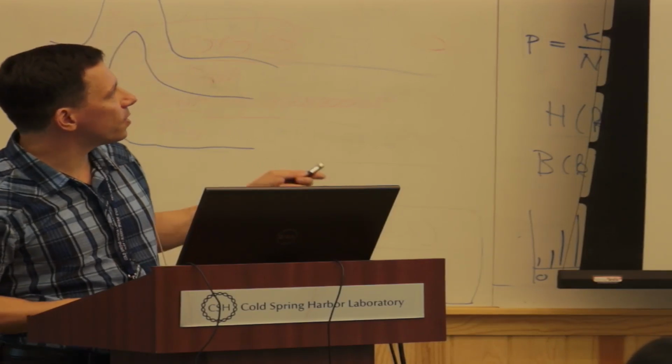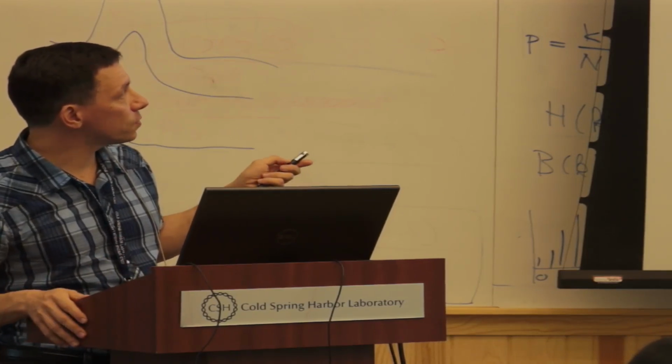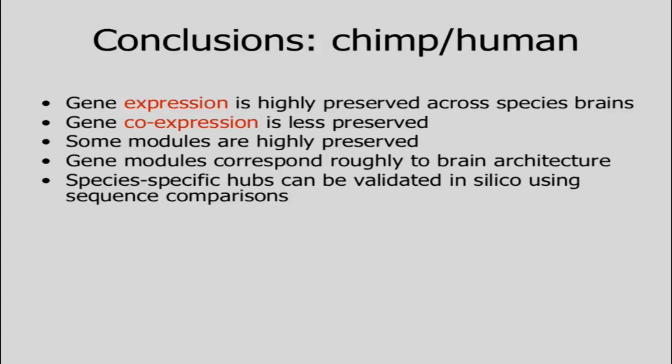So conclusion, we found that gene expression values are highly preserved, but co-expression values are less preserved. And then Mike Oldham looked at species-specific hub genes, intramodular hubs, in other words, hubs in human brains that are not hubs in chimpanzee brains, and vice versa. And he found that often these differential connectivities could be explained by splicing variations and so on. So it validated it in some shape or form.